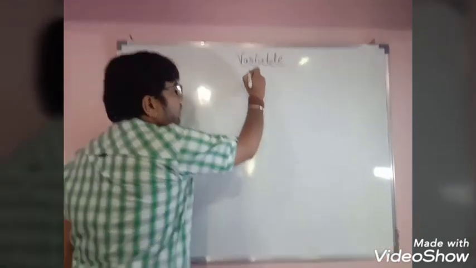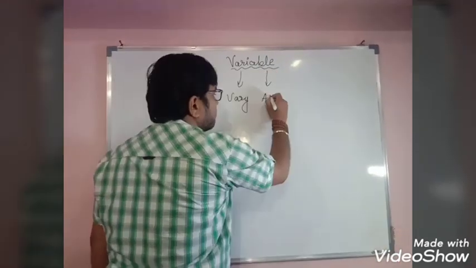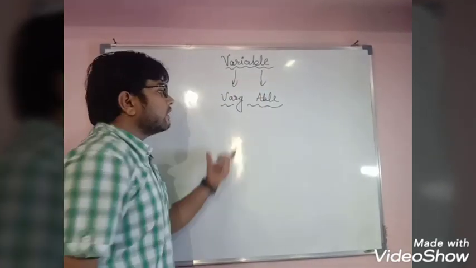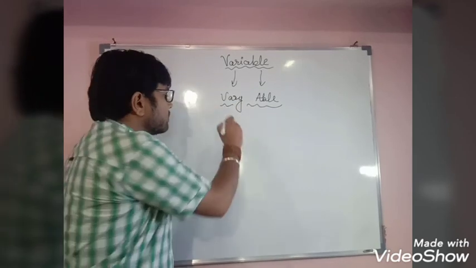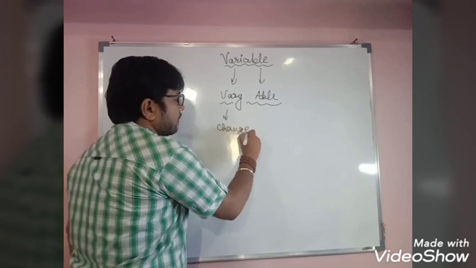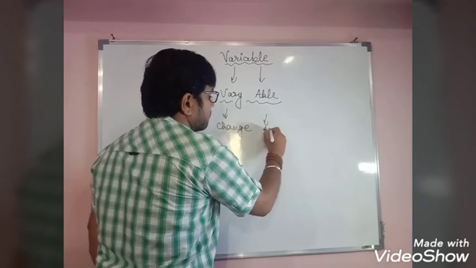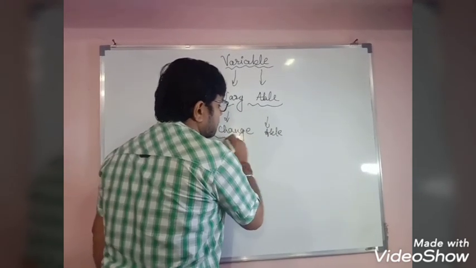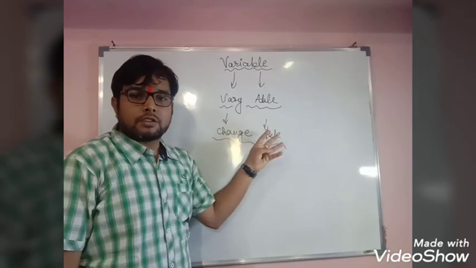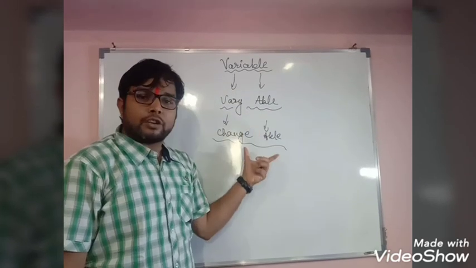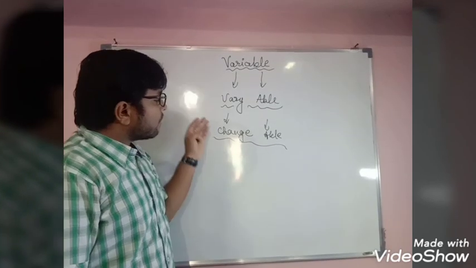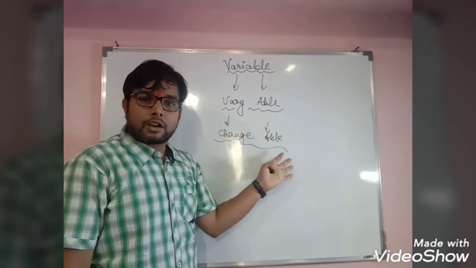The word variable is made from two words written here, vary and able. Vary means change, able means changeable. So variable means something whose values can change according to condition. Variable means whose values can change according to condition.